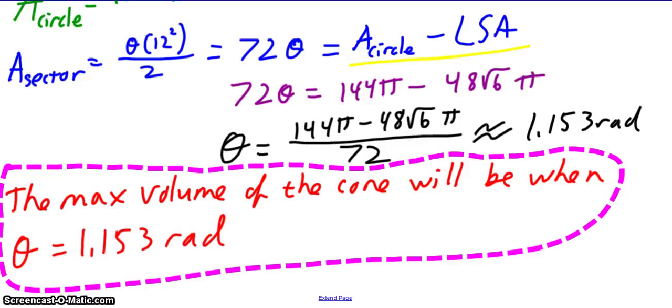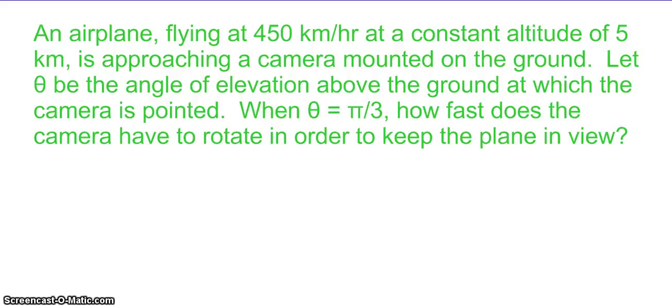As always, round to 3 decimal places unless otherwise specified. Alright, last example. An airplane flying at 450 kilometers per hour at a constant altitude of 5 kilometers is approaching a camera mounted on the ground. Let theta be the angle of elevation above the ground at which the camera is pointed. When theta equals pi thirds, how fast does the camera have to rotate in order to keep the plane in view? So I want you to do this on your own.